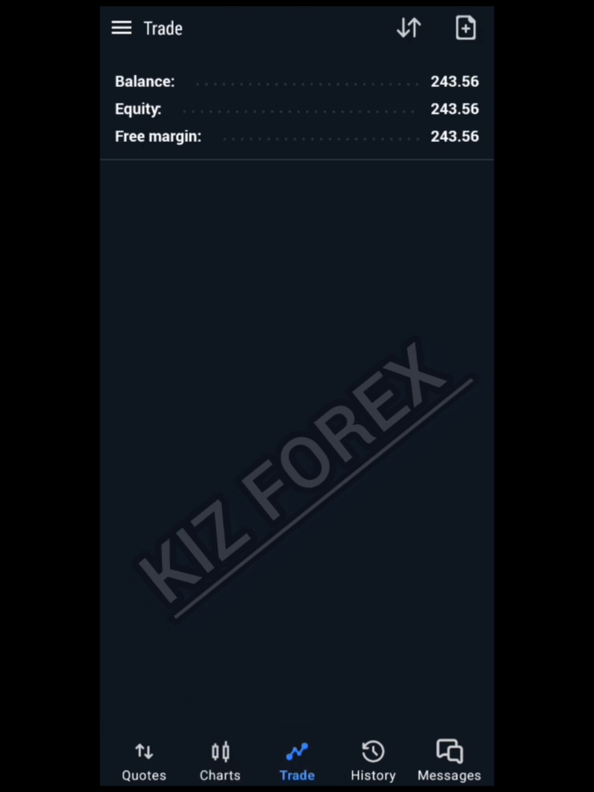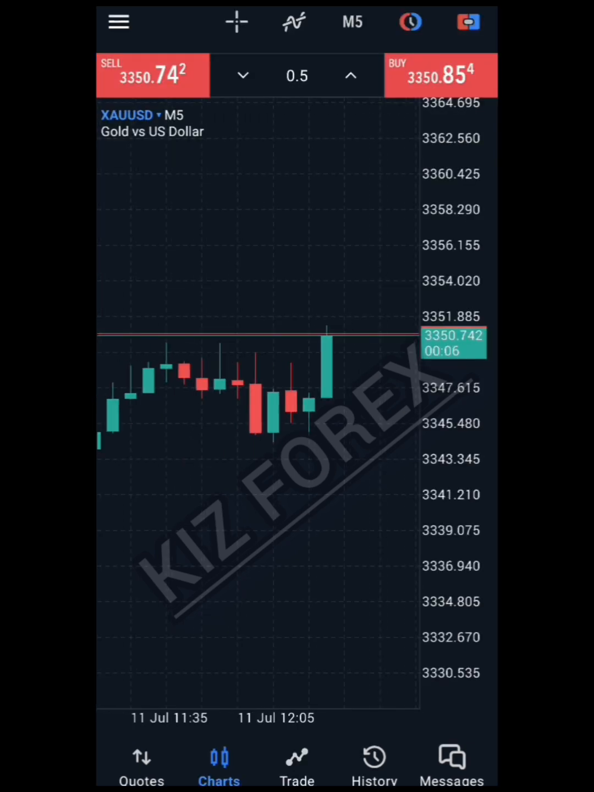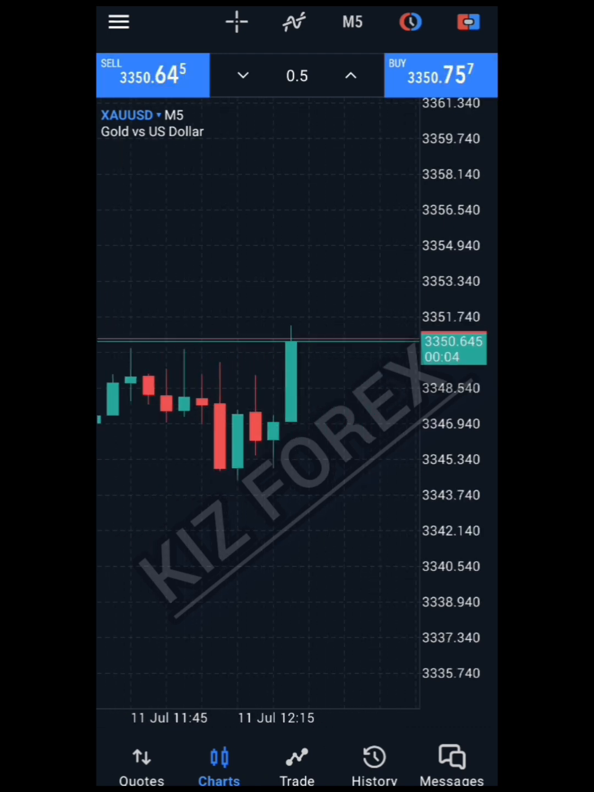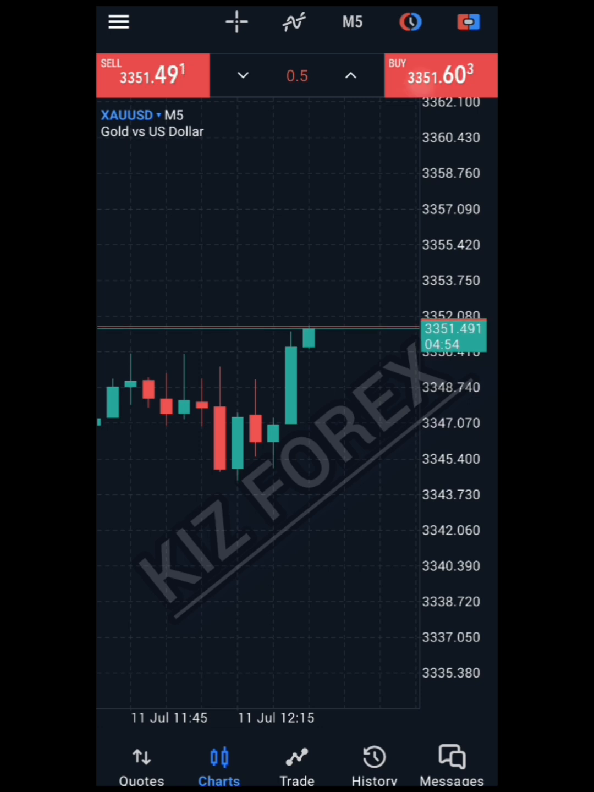Our equity right now is 243.56. 243.56 is what our equity is right now. So we have successfully flipped our $100 into 243.56. Now let's see how we'll be able to get another entry again, and see if we can get the numbers into bigger numbers right now.